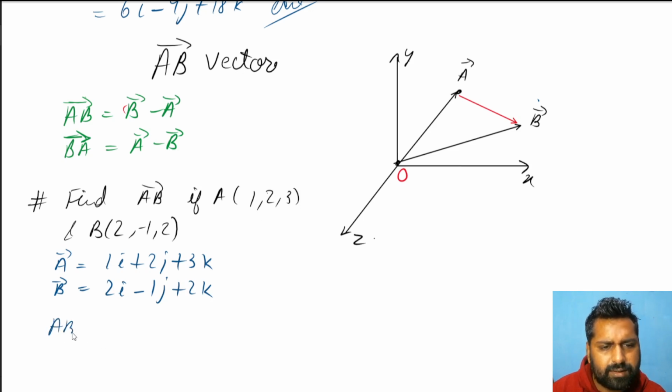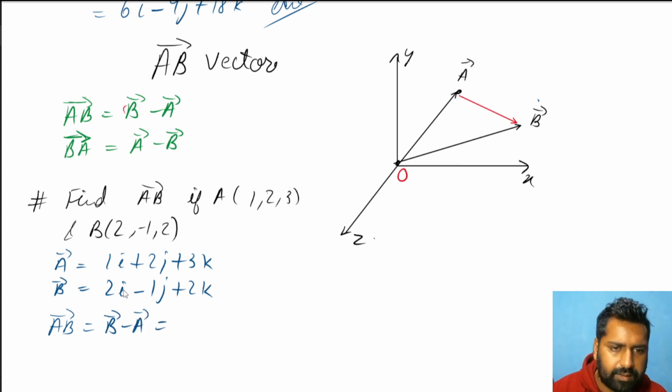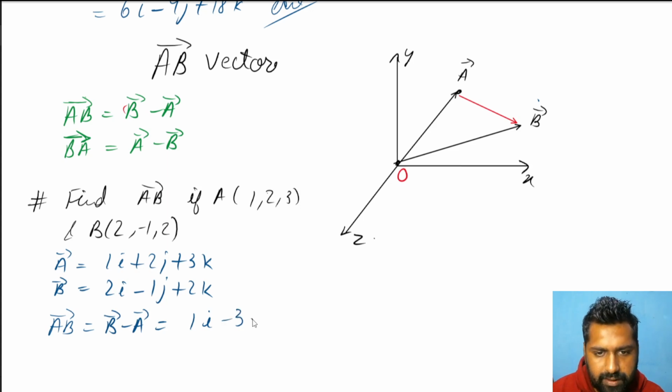Now you write AB vector. That's B vector minus A vector. So you subtract them. So B minus A. So 2 minus 1 is 1i. Minus 1 minus 2, so that will give minus 3j. And 2 minus 3 is minus 1. So minus 1k.